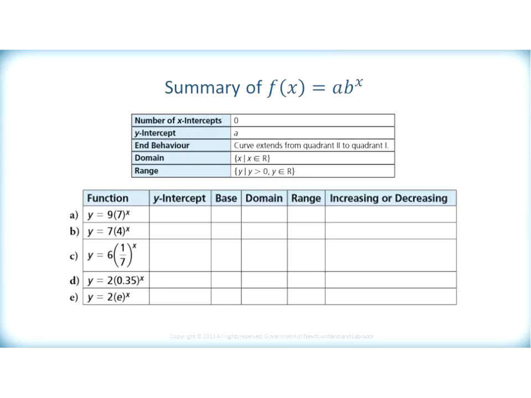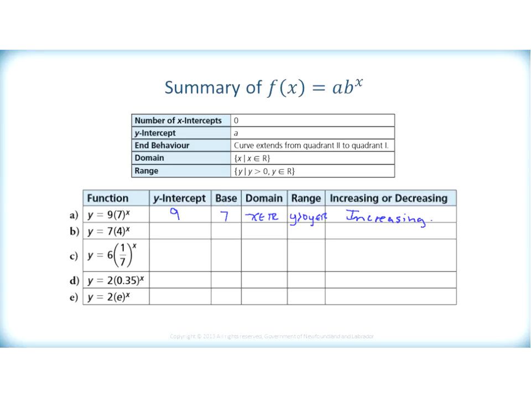We'll just have a look at a summary, and we'll do a few examples in this table. We're going to have a look at the first function, y equals 9 times 7 to the power of x. Here, the y-intercept would be 9. The base is 7, which tells me that that would be an increasing function since 7 is greater than 1. The domain is x belongs to the set of real numbers, and the range is y is greater than 0, where y belongs to the set of real numbers.